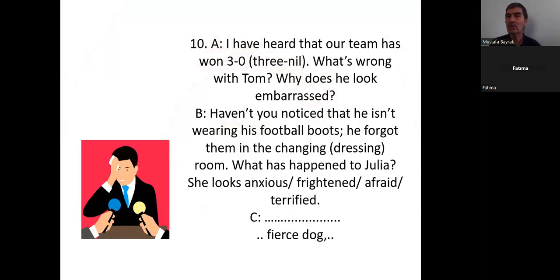Dialogue 10. I have heard that our team has won 3-0. In football, they don't say 0, but they say nil instead of 0 or O. Yes, our team has won 3-0. What's wrong with Tom? Why does he look embarrassed? B says, haven't you noticed that he isn't wearing his football boots? He forgot them in the changing or dressing room.